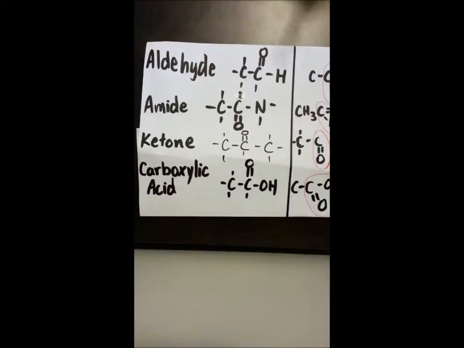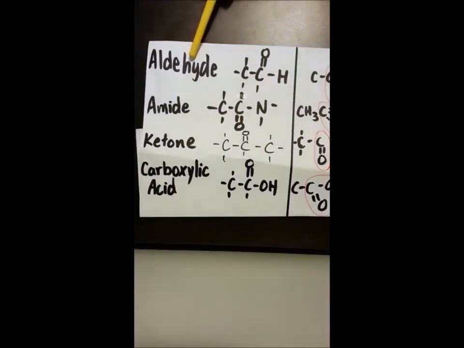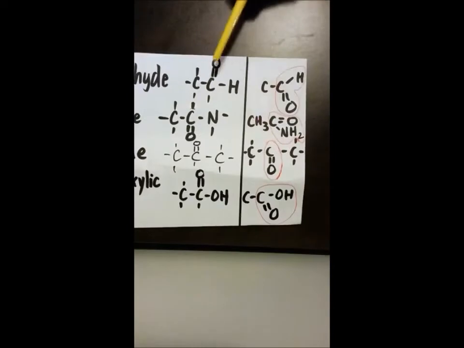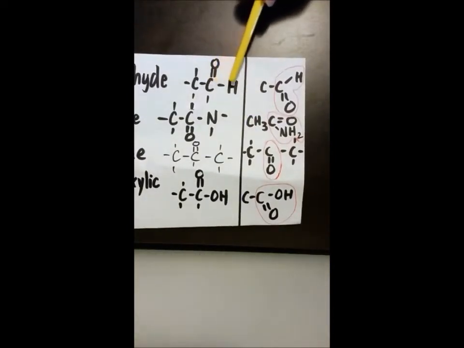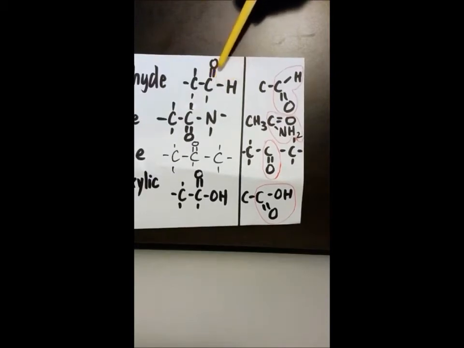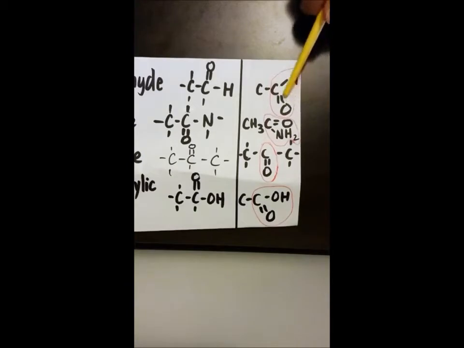The sixth functional group is aldehyde. Now, aldehyde usually has a single bond between carbon and hydrogen, and a double bond between carbon and oxygen, usually at the end of the atom, at the end of the functional chain. As you can see here, you would circle C, double bond with O, and H.